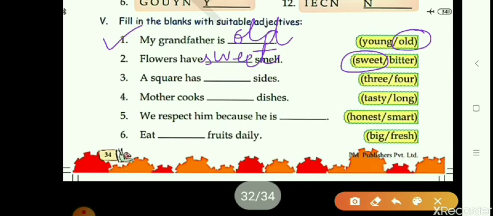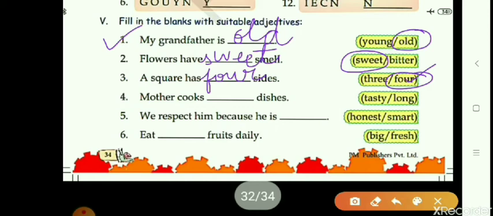Number 3. A square has blank sides. Now children, how many sides does a square have? A square has 4 sides. FOUR, 4. A square has 4 sides.